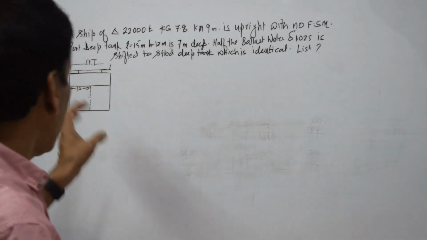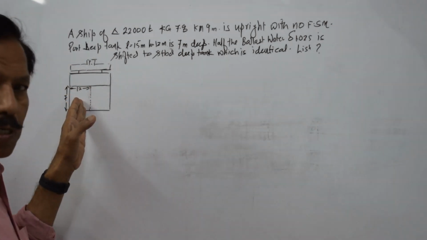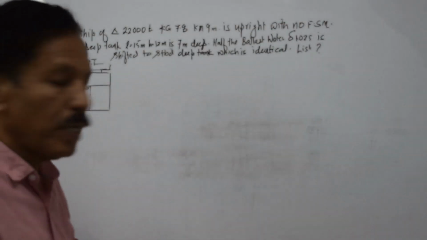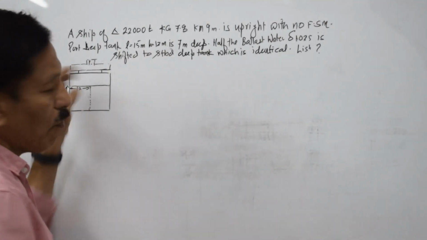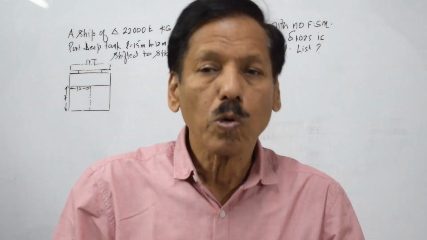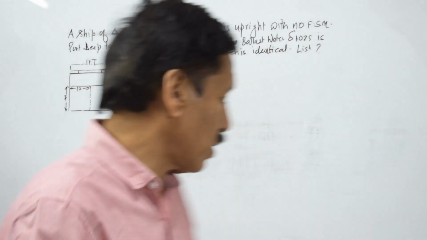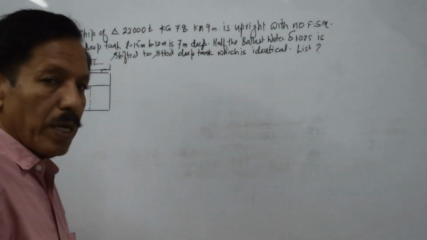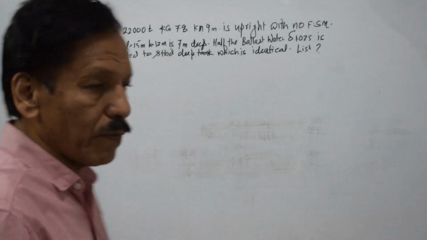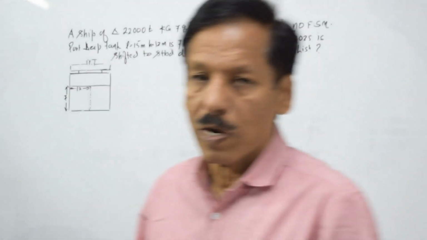With this tank full of ballast water, density 1.025, the ship is upright, which means that when half of this water is shifted to the starboard tank, we are going to have free surface effect from both the tanks, and we are going to have list because we are shifting the weight. Now the thing is, how much is the weight shifted and what is the change of KG? We are going to find out.